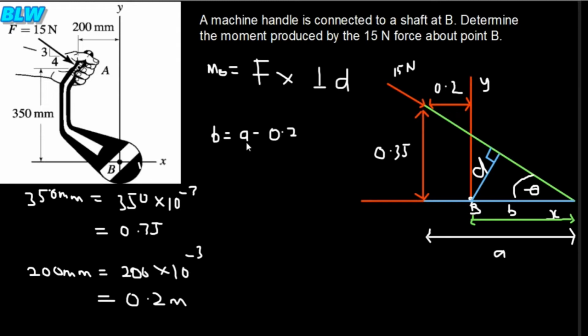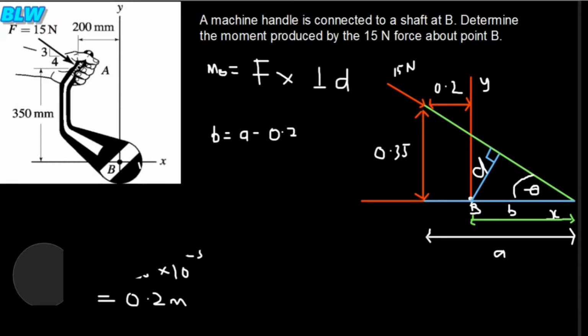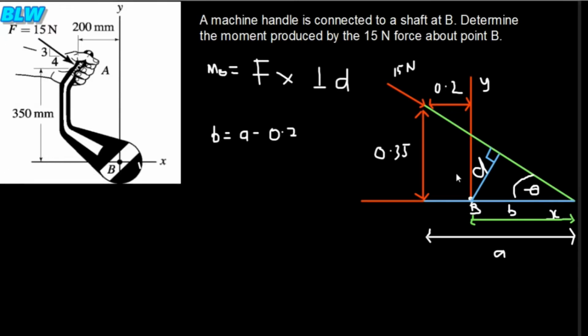Now our main focus will be on this A. How are you going to get A? When you look at this figure here, you can see that we have this angle here, and this 0.35 is opposite to the angle. If you're able to get this angle, you'll be able to get this point A here. How are you going to get this angle? Look at this 3 and then 4 value here. This 3 and 4 value here is representing something like this.